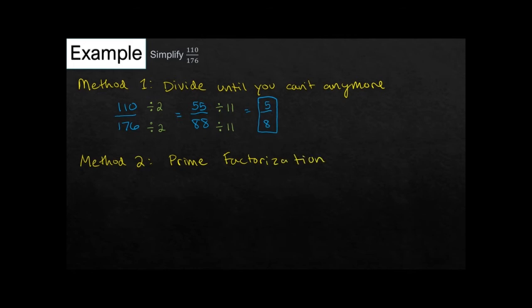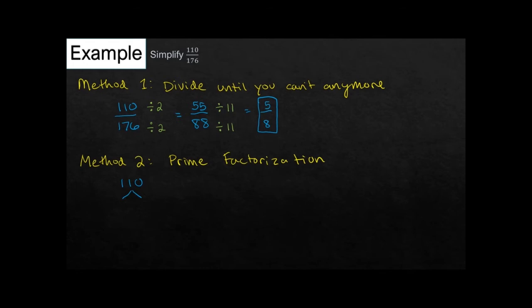And so what prime factorization is, you're breaking down each number into smaller numbers until you can't anymore. And then you cancel out things that are in common. So I'm going to start with 110, and you make what is called a factor tree. It's called a tree because it branches out. So you're just splitting it up into numbers that multiply to your number on top.